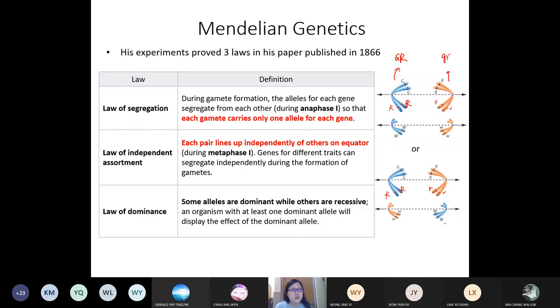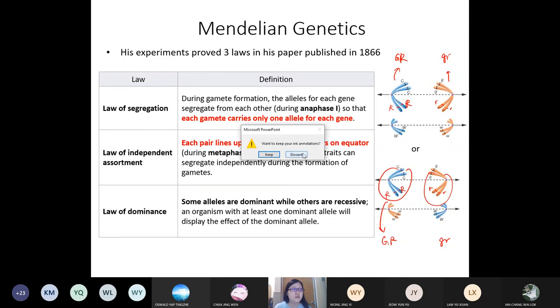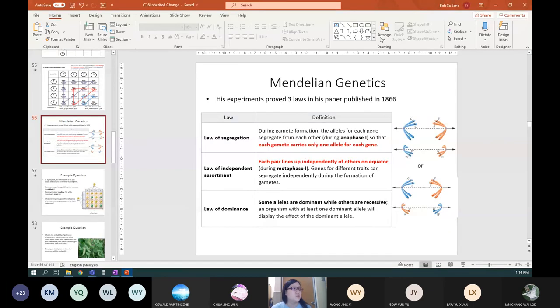Even if there is independent assortment, it doesn't affect these two genes here. It's still going to be big G, big R. Here, it's still going to be small g, small r. It doesn't have four different gametes. There's only two different gametes here, right? Because they are on the same chromosome.